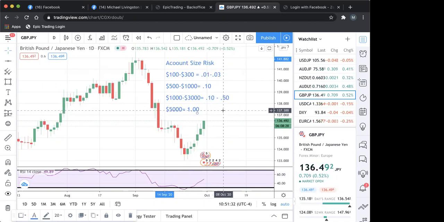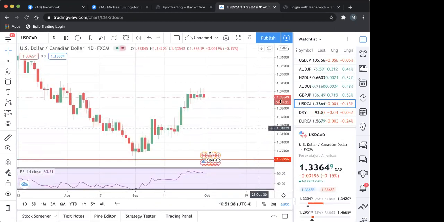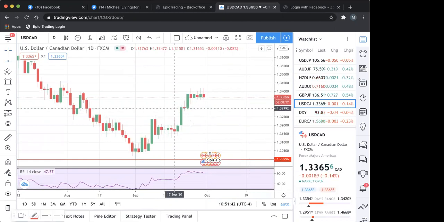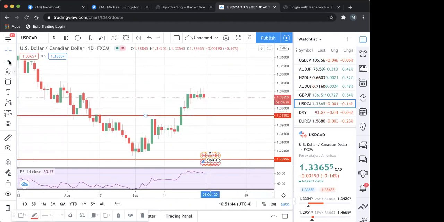So we've got the pips. Anybody got any questions about pips? I know it can be confusing. Do you guys want me to go through one more example on a random pair, just for safe measure? Yeah, for sure. Okay, so I'm just going to put two random lines, and then we're going to do the math from it.